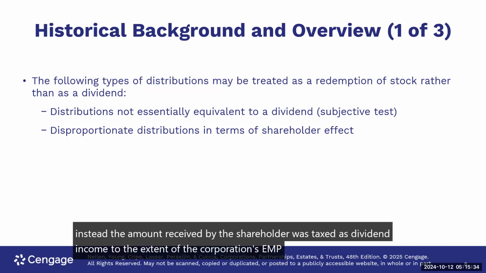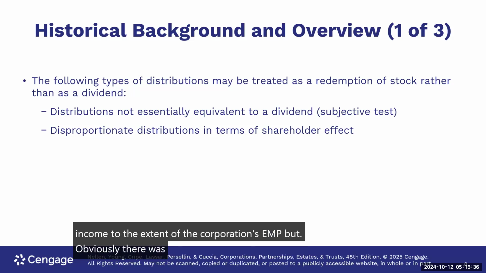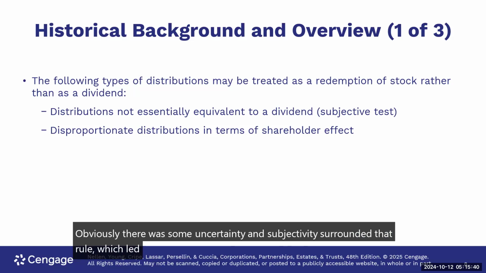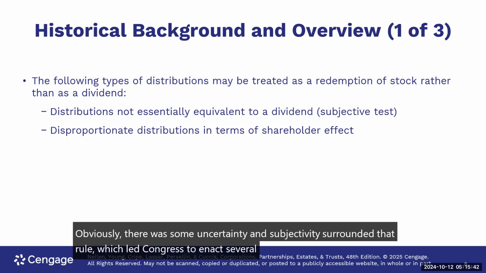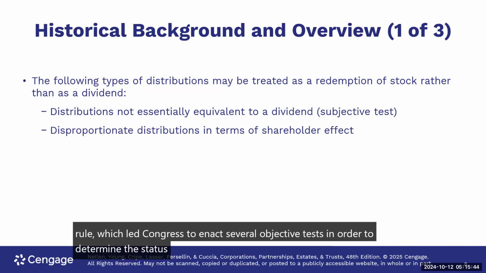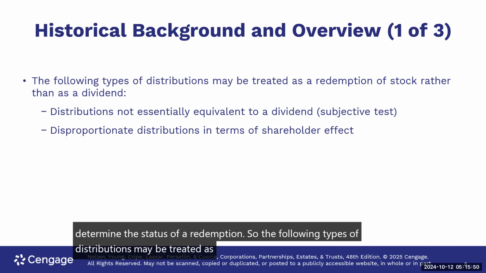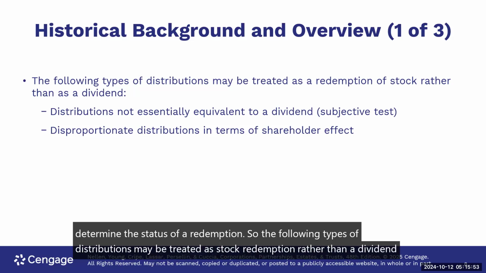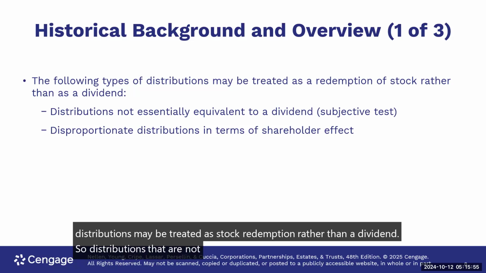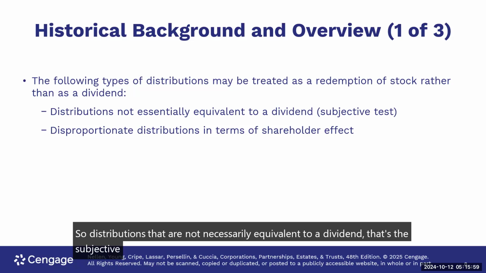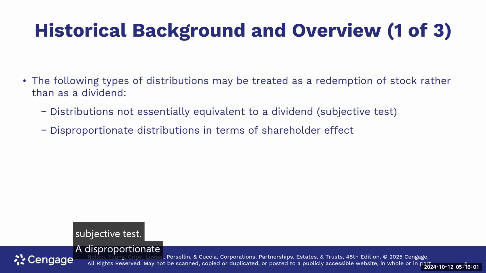But obviously, there was some uncertainty and subjectivity surrounding that rule, which led Congress to enact several objective tests in order to determine the status of a redemption. So the following types of distributions may be treated as a stock redemption rather than a dividend. Distributions that are not essentially equivalent to a dividend, that's the subjective test. A disproportionate distribution in terms of the shareholder effect.